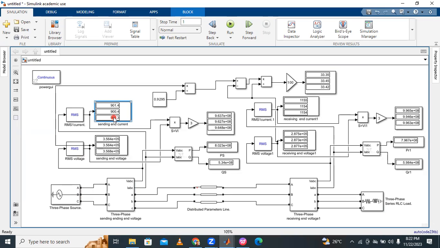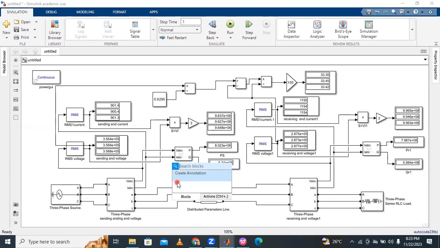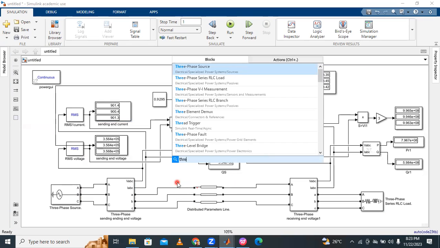This is called the sending end side. And to display active power P and reactive power Q, a three-phase instantaneous power block is required. Take this three-phase VI measurement, power measurement, that is called power measurement. Take this three-phase instantaneous power.